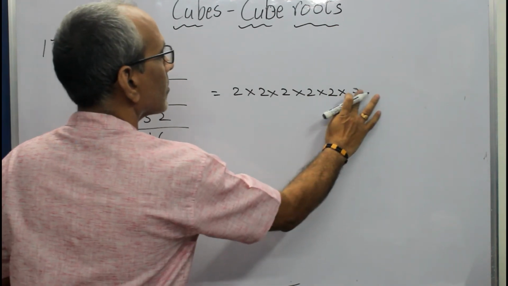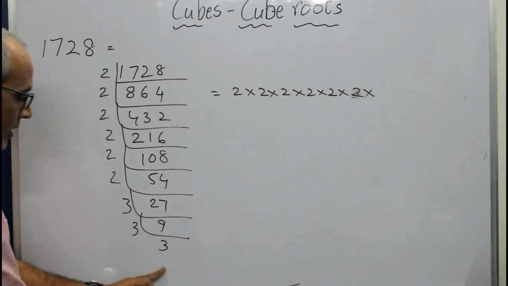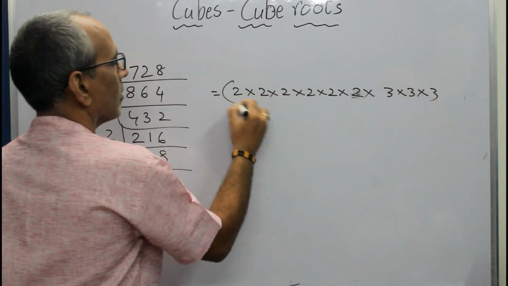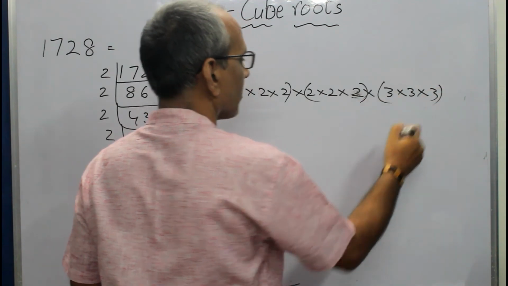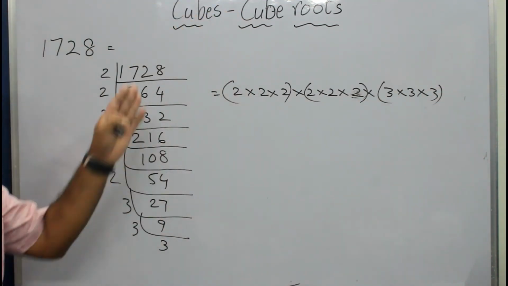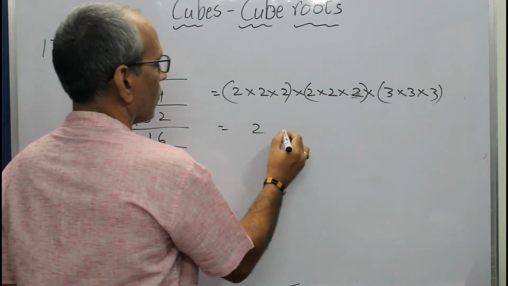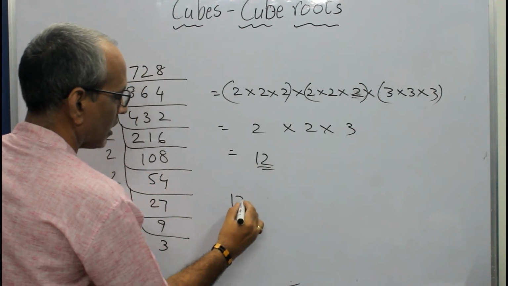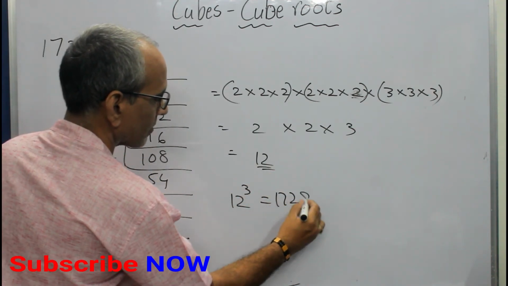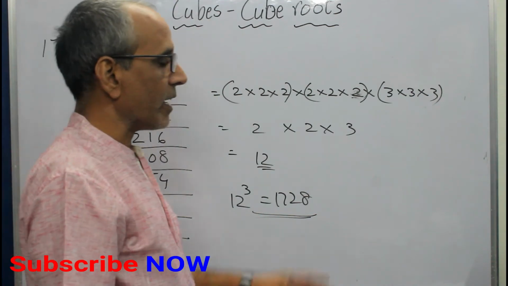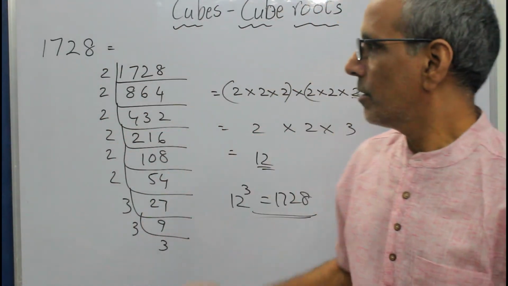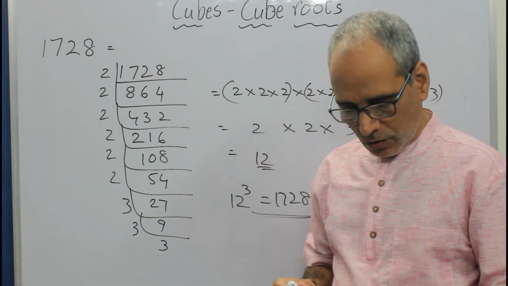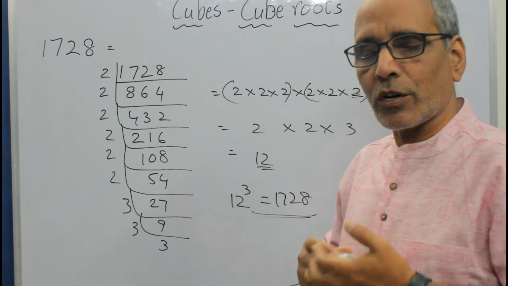So I got six 2's, 1, 2, 3, 4, 5, 6, and a set of 3, 3 into 3 into 3. Let's check. First triple, second triple, third triple. So it is a perfect cube number. What is the cube root of this number? 2 into 2 into 3, 12. So 12 cubed is equal to 1728. So we need not multiply by any number to make it a perfect cube, because it is already a perfect cube. So this is the way we check whether a number is a perfect cube or not.